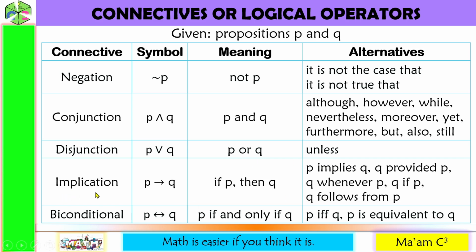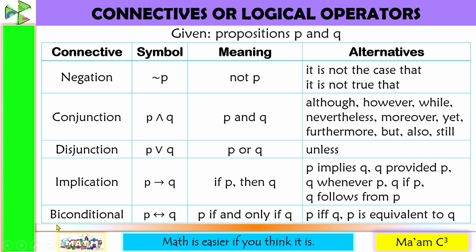The fourth one is implication. We have here a single-sided arrow going to the right. And this is read as if P, then Q. Alternative words for if then are P implies Q. Now we also have Q provided P, Q whenever P, Q if P, Q follows from P. But take note that if these words are used, then Q is written first before P.